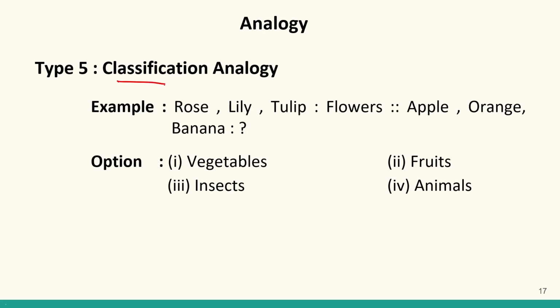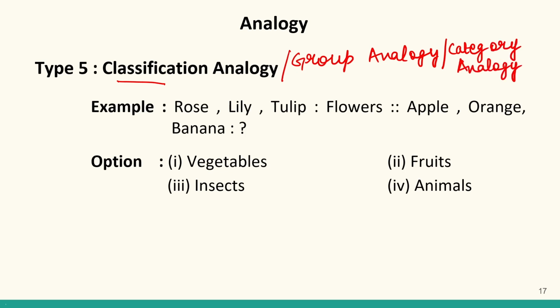Now, classification analogy, also known as group analogy, can also be called category analogy. In these types of questions, we basically classify certain words into one category, and we have to either find the categories for a different set of words. For example, in this particular question, all this will be considered as part 1 and this will be considered as part 2.